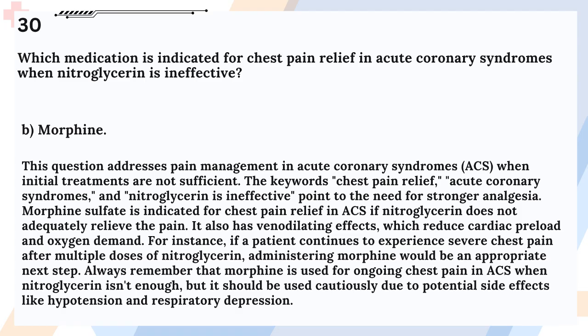For instance, if a patient continues to experience severe chest pain after multiple doses of nitroglycerin, administering morphine would be an appropriate next step. Always remember that morphine is used for ongoing chest pain in ACS when nitroglycerin isn't enough, but it should be used cautiously due to potential side effects like hypotension and respiratory depression.